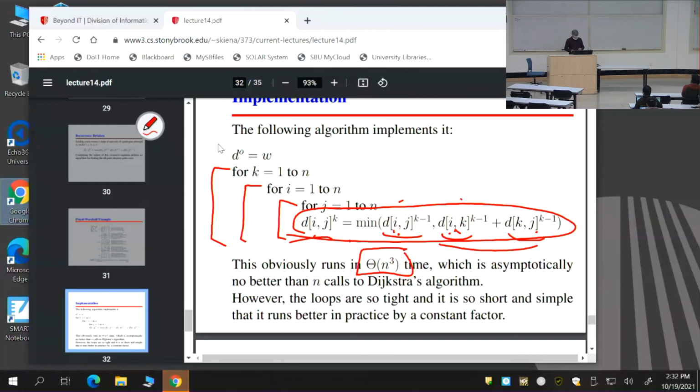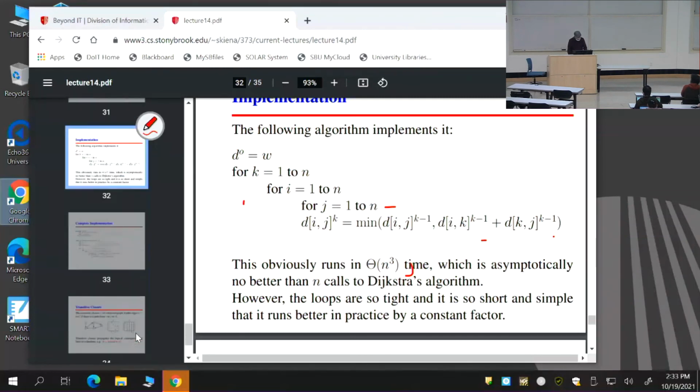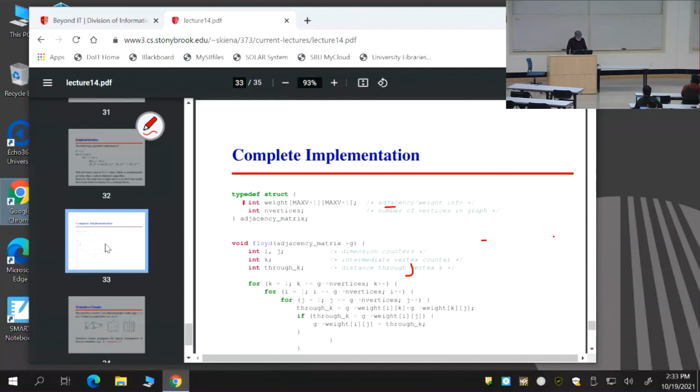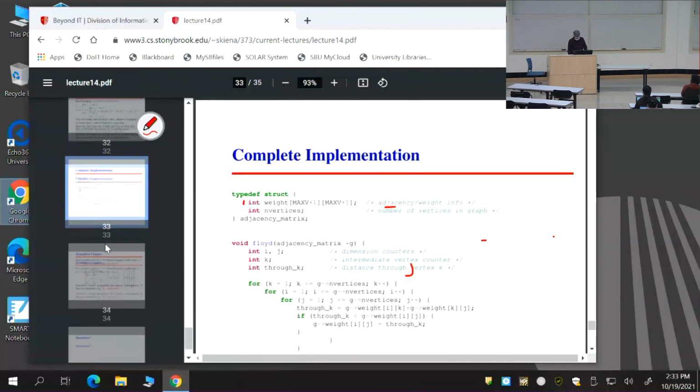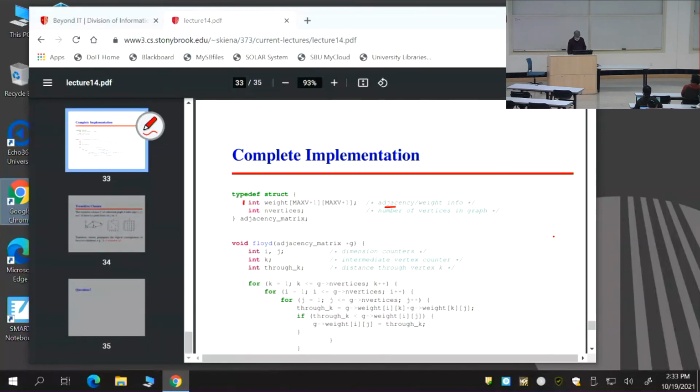Now, it turns out that's not better than Dijkstra's algorithm. And Dijkstra's algorithm, we said, was n cubed, right? But it is pretty unbelievable that you can do it with such a short, amazingly elegant algorithm. Boom, there's Floyd's algorithm, in C. And that's the entire thing. Okay, any questions?